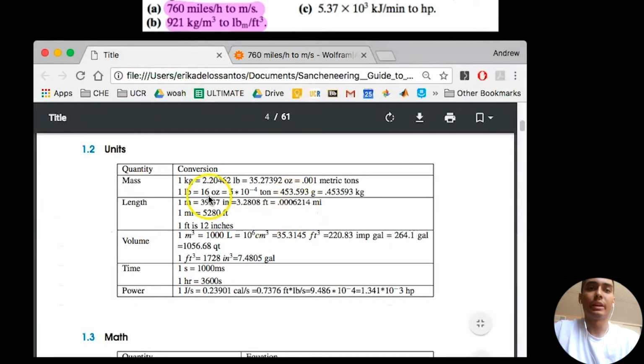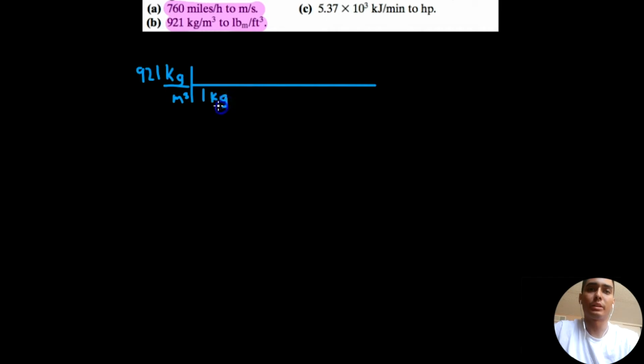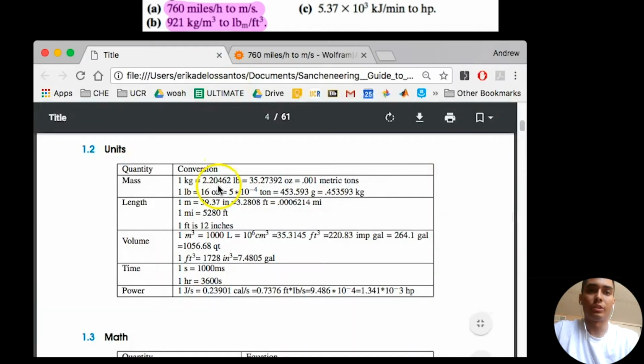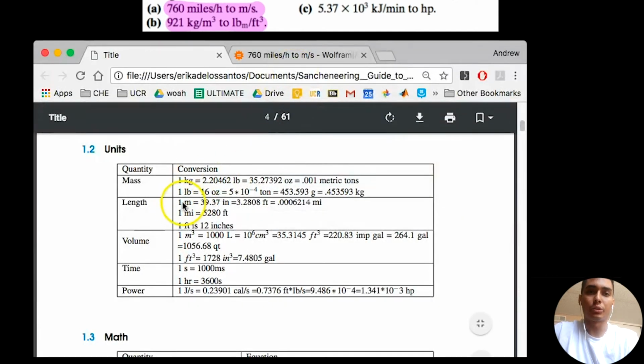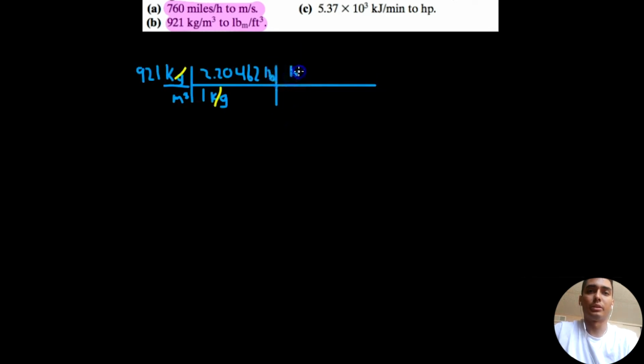So we go over here, and we see the mass. 1 kilogram is 2.2 pounds. So 1 kilogram is 2.20462 pounds. Cancel out kilograms, and we do have pounds. So pounds is good. And now let's convert meters cubed. So let's check length. So 1 meter is 3.2808 feet.